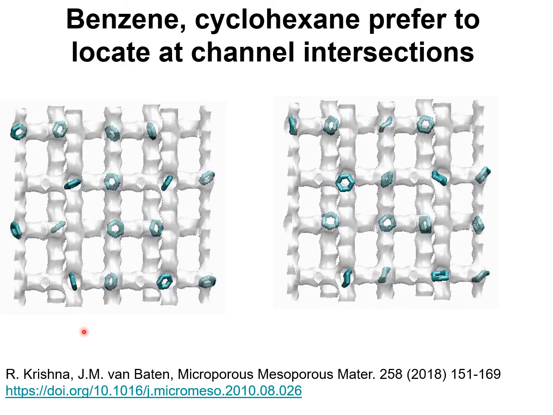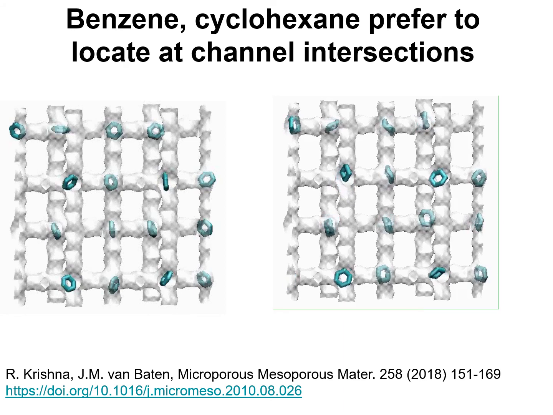We now turn our attention to a different class of slowing down effects that is caused by preferential location of certain types of molecules at the channel intersections of MFI zeolite, such as aromatics and branched alkanes. Let's look at benzene. Benzene prefers to locate at the intersections, and it rotates around the intersections and can move along the channels, but its diffusivity along the channels is rather low.